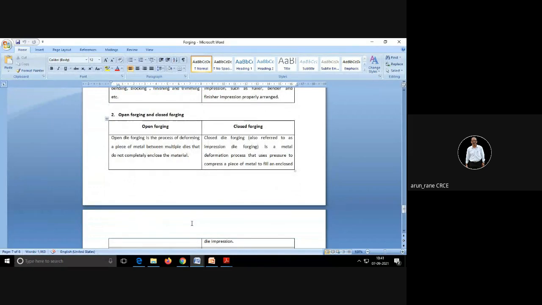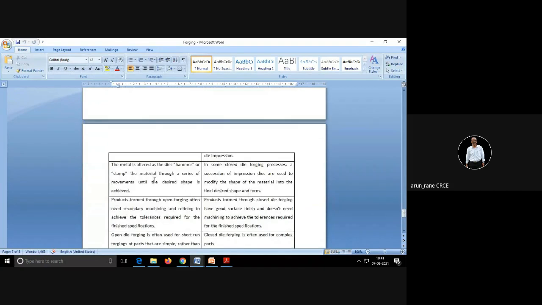Open forging and closed forging. So open forging, that is hammering, what we were talking about, that was your open forging. Open forging is also called open die forging, and closed forging is also called closed die forging. In open die forging, the material is not enclosed. It remains in an open state. That's why it is called open die forging.